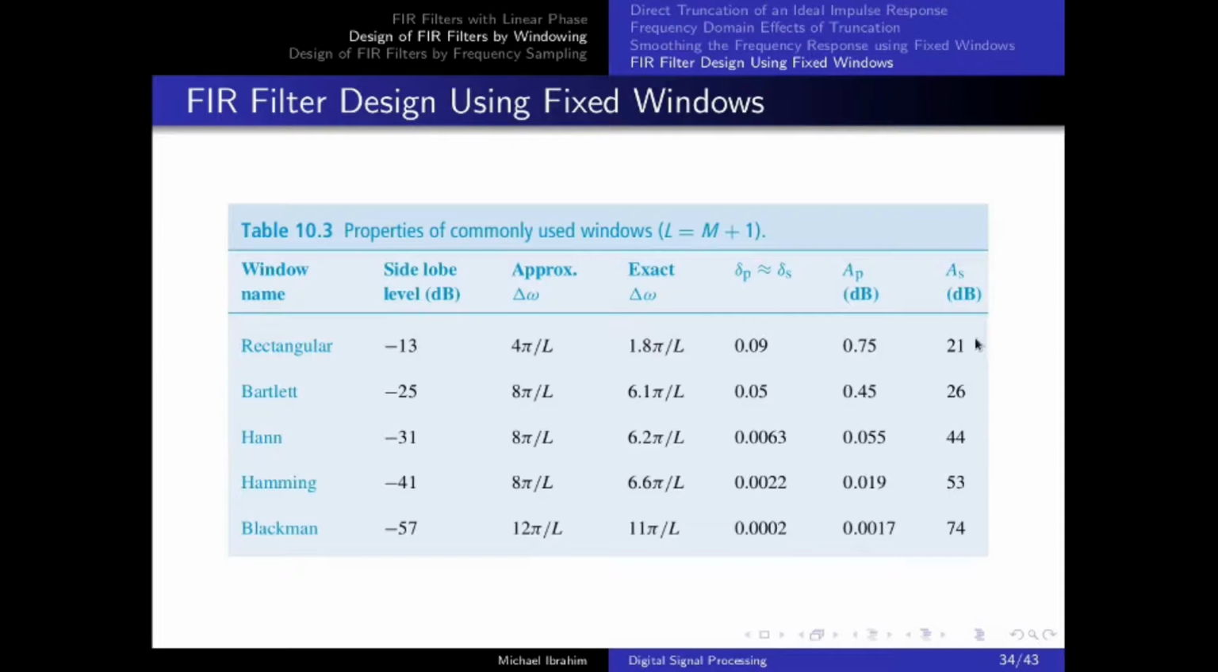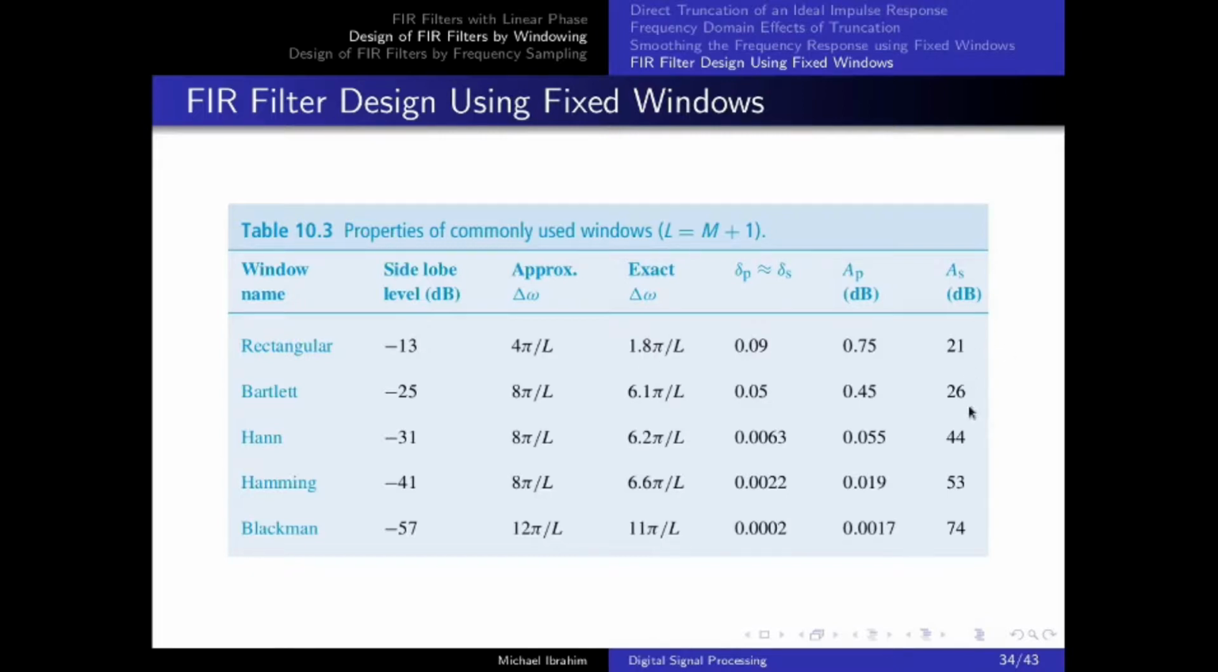So if your application requires higher stop band attenuation, you will probably be using one of these windows like Blackman or Hamming towards the end of the table. But this comes at a price. The price is basically a wider transition band. For the same L, if we assume the length of the filter is the same, the Blackman has a delta omega of 11 pi over L, whereas the rectangular window has the smallest transition band, 1.8 pi over L. So again, there is no free lunch.